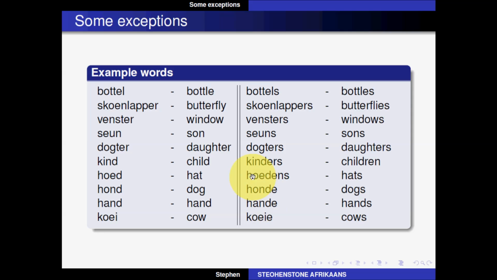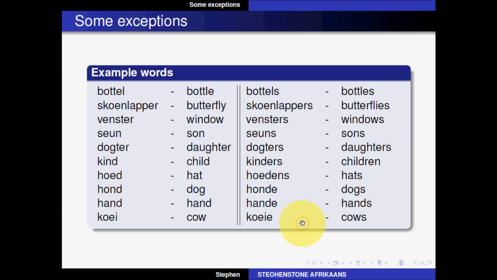So we have these words where the letter D that it ends with is pronounced as a T, but in the plural it's pronounced as a D with some attachment at the end in terms of the sound. Then we also have some other words, as in the word for cow, which is koei. Koei. And the plural, cows, is koeie. So this word just gets an E sound at the end as well.